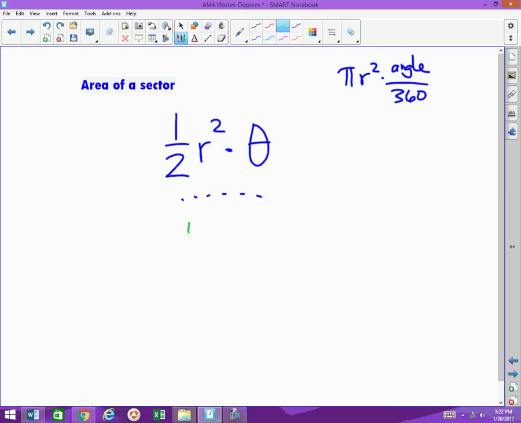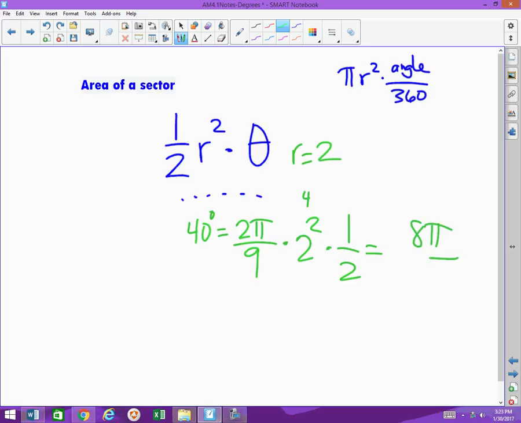So again, if you have a 40-degree angle, convert it to 2 pi over 9. And then if the radius is 2 still, multiply by 2 squared times 1/2 equals, let's see, that's 4, so that's going to be 8 pi over 18, which is going to turn into 4 pi over 9. And that is the area then of the sector.